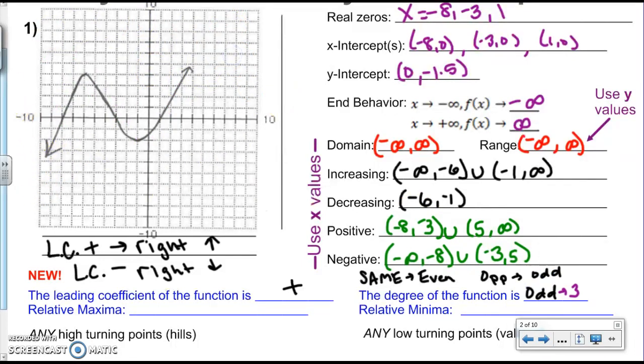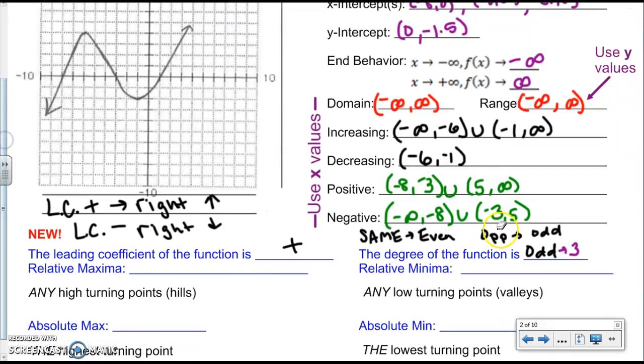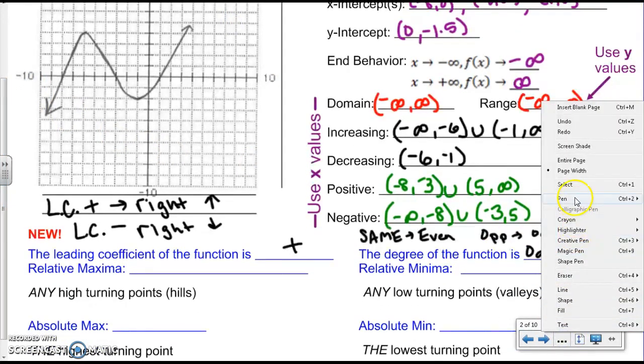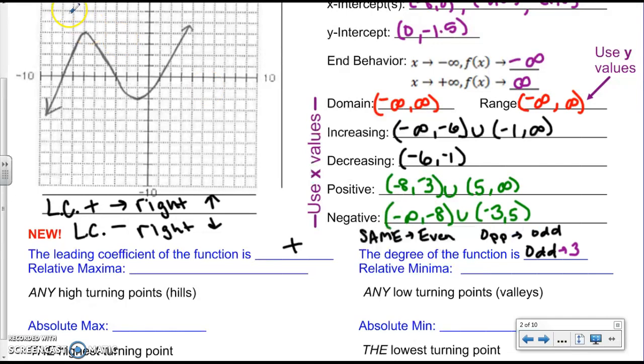Okay, maxima and minima. We have relative and absolute. So let's talk about relative first. Relative maxima are the tops of any hill. So if I look at my graph here, notice I have a hill here, and at the very top I have the point -6, 4. That is a relative maxima, -6, 4.